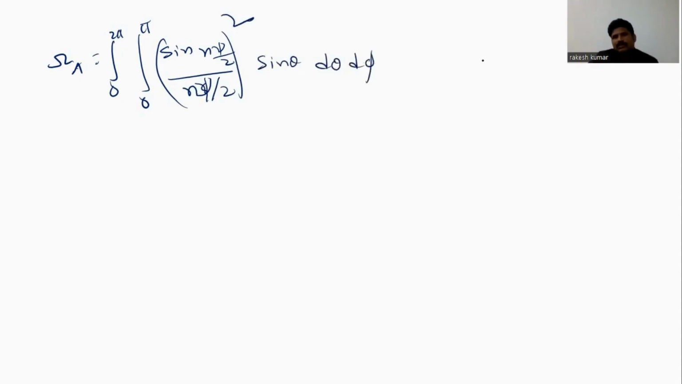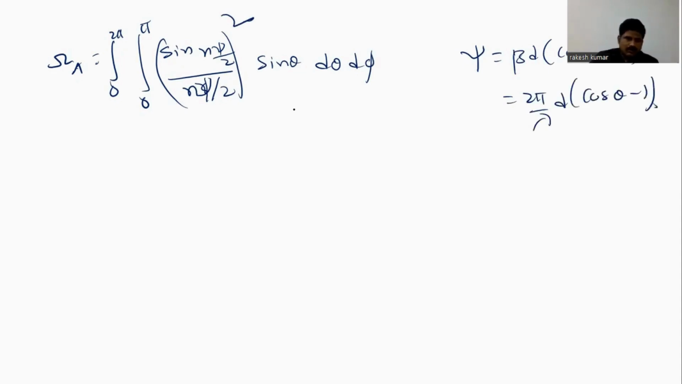Now here, what is the value of psi? In an end-fire array, the value of psi is beta d (cos theta minus 1). Beta d means 2 pi by lambda into d, times (cos theta minus 1). Okay. So therefore, sigma A is equal to the integral from 0 to 2 pi, the integral from 0 to pi. So I am substituting here the value of psi.